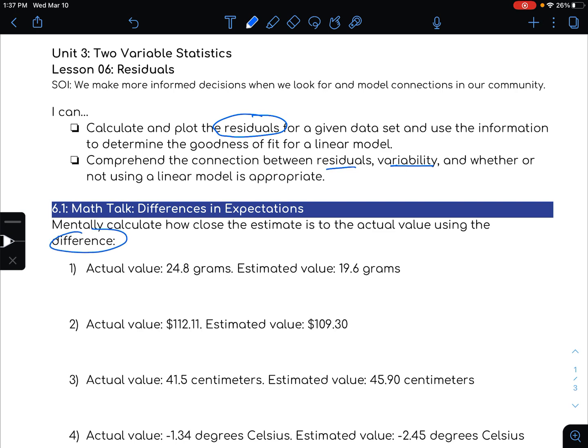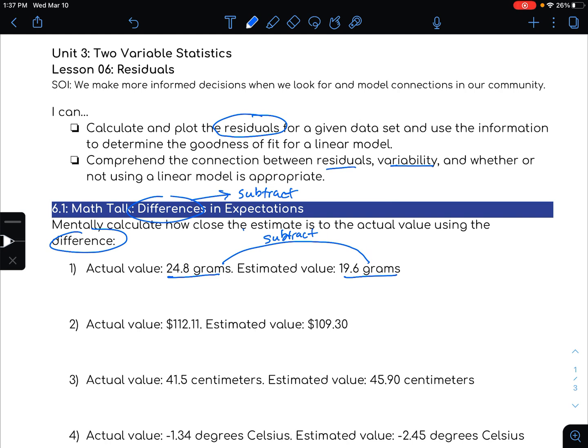So remember, the word difference is a mathematical word that means to subtract the values. If you're trying to find the difference between two values, you are subtracting. So when we look at the difference between the actual value of 24.8 and an estimated value, assuming that is from a linear model equation or something that's estimating, that would be 19.6. So we're going to subtract these to look at the difference, how close it is.